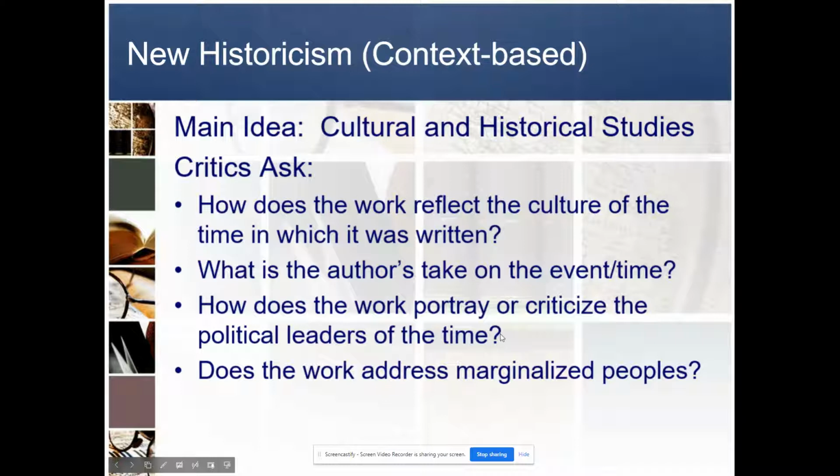And finally, new historicism will also ask, how does the work address marginalized peoples? And so looking at the time period in which it was written, who was being oppressed in that time period? If this was written during the time of slavery, let's look at how African Americans are being presented. If this was written during the early 20th century when women were fighting for suffrage, let's find out how women are being presented. And you'll see in these lenses that we are about to talk about how some of them look directly for different marginalized or subculture populations.